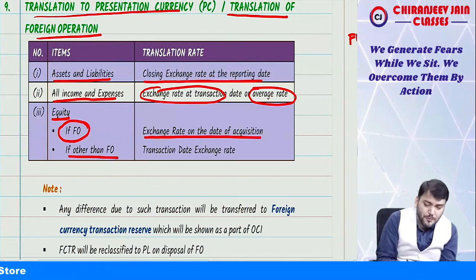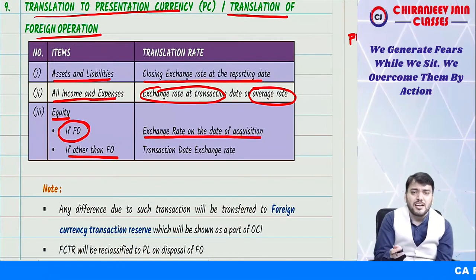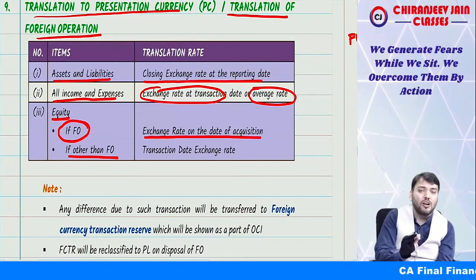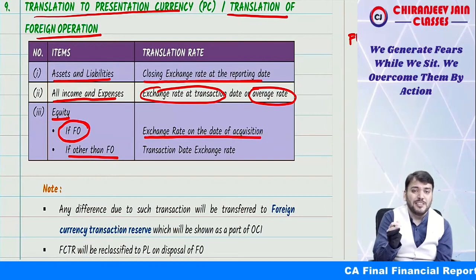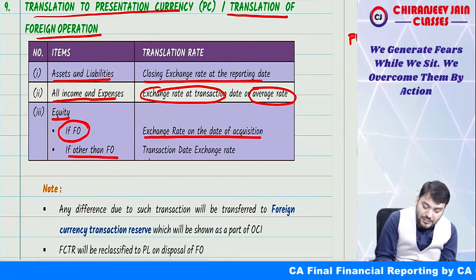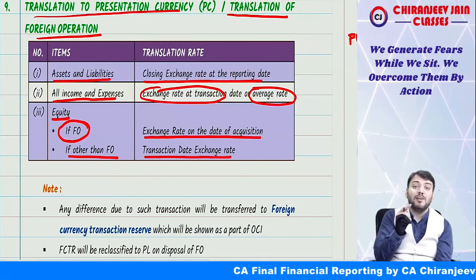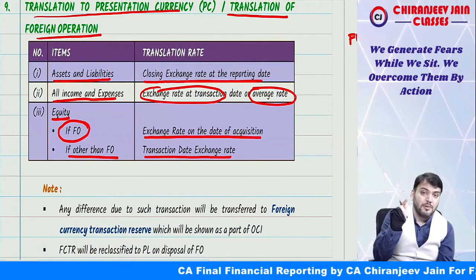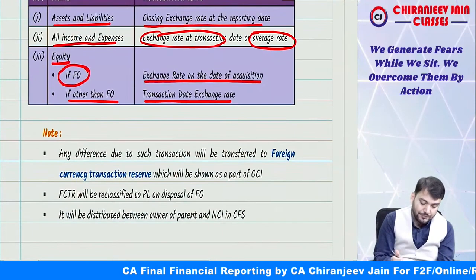But if it is other than FO, meaning we are translating from functional currency to presentation currency, not for consolidation purpose, only for presentation purpose, then the transaction rate exchange rate will be taken. Means when the equity shares were issued, that rate will be taken.